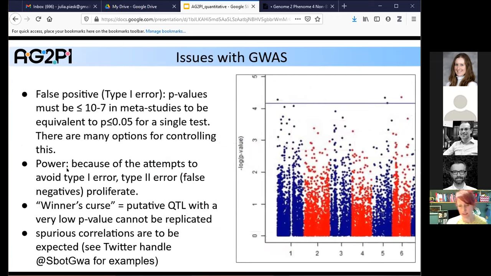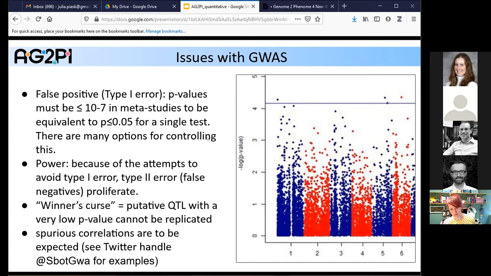So GWAS has its drawbacks. Each of these colors is a chromosome. These are all the markers, and this is the p-value from that test. A lot of tests were conducted, and only a few of them met this threshold. The risk of false positives when you're performing 10,000 or a million tests is so high that you have to do a p-value correction. There are lots of options for that, and they're pretty effective.